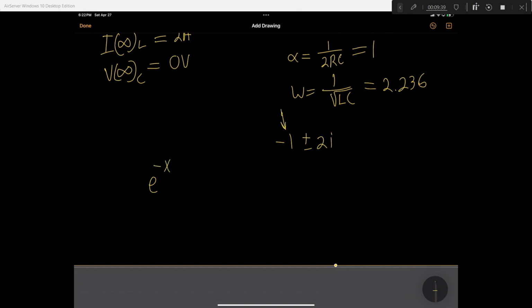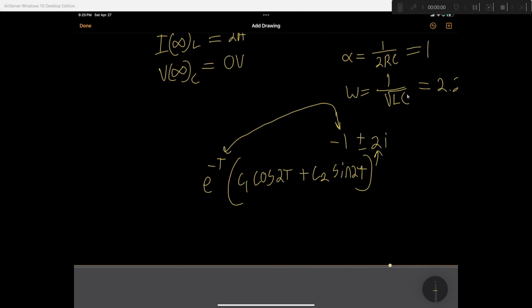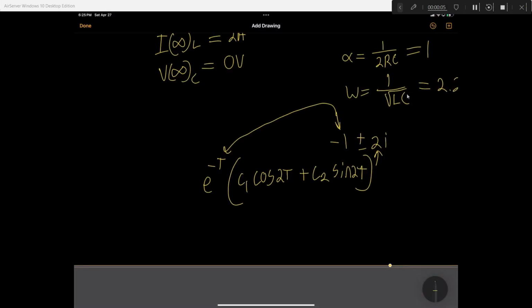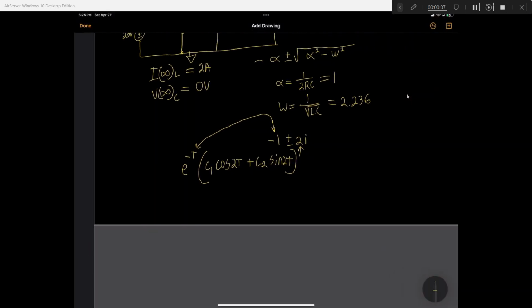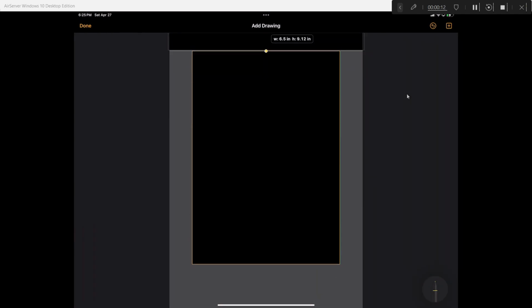e to the negative 1 times t. Inside we have C1 cosine of whatever this number is here, 2x, well, it would be t, because this is all a function of time, plus C2 sine of 2t. Okay, so now that we have our general formula, we now need, let me do this really quick.